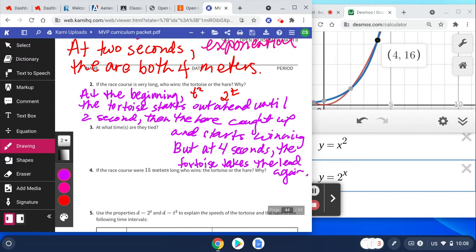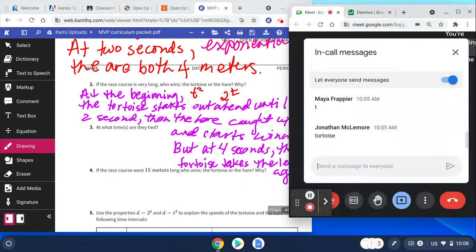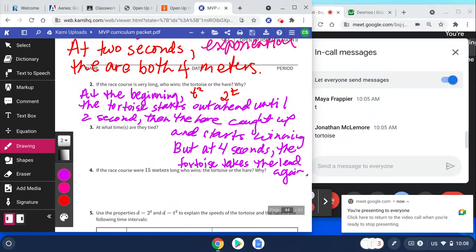Okay, so you guys can write this in your own words. You don't have to be writing it exactly how I put it, but you get the gist of it. First the tortoise is winning, then the hare catches up, then the hare is winning until 4 seconds, and then the tortoise takes the lead again forever and after, okay? So at what times are they tied? We've now got 2 spots.